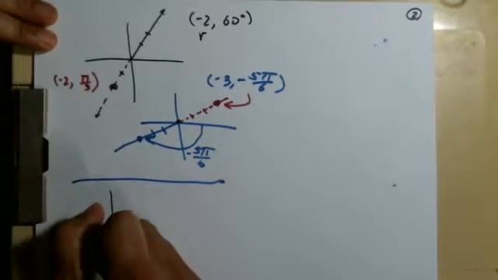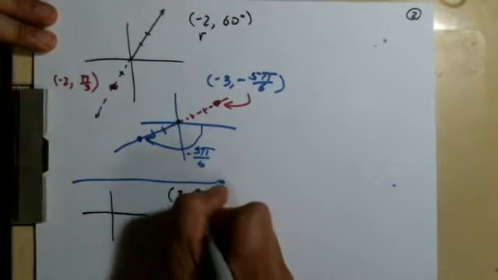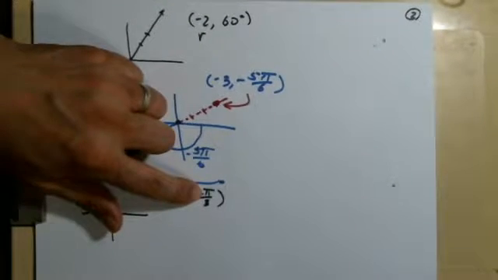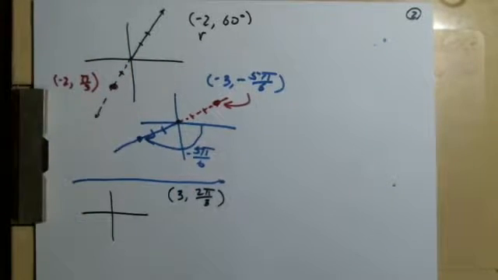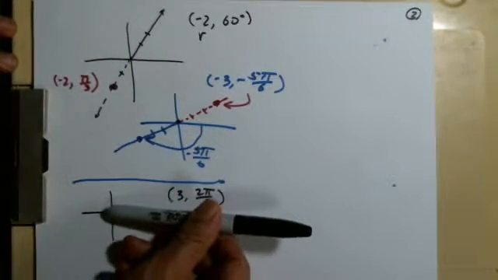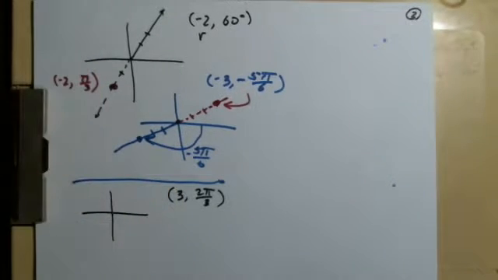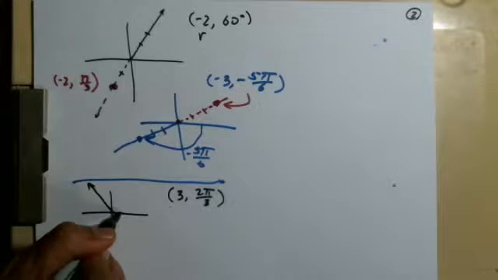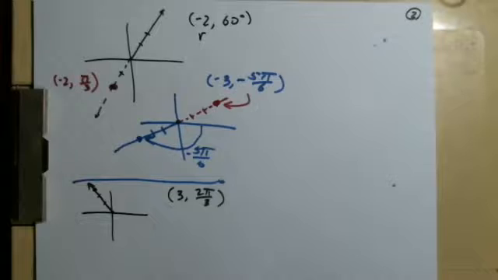Let's look at the coordinate (3, 2π/3). Well, we know that π/3 is going to be 60 degrees, so 2π/3 is going to be 120. It's in quadrant 2. We know that because this is the 0 degrees. It's going positive 120, which is quadrant 2, and it's got a radius of 3. So we're going to draw the 120 degree angle. This is the 120 degree angle, and it's going to go 1, 2, 3, and there it is right there.